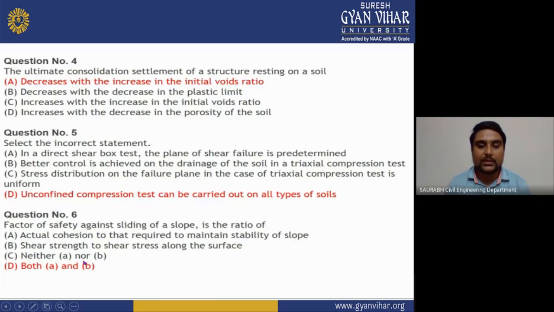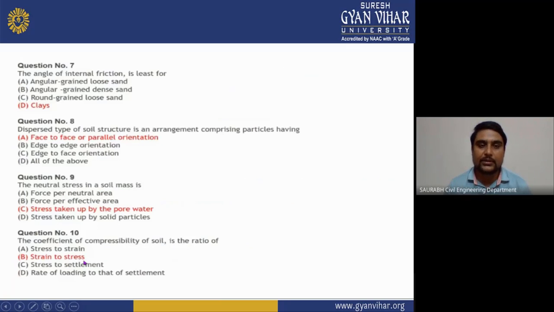Come to the sixth question: factor of safety against sliding of a slope is the ratio of actual cohesion to that required to maintain stability of the slope, shear strength to shear stress along the surface, neither A nor B. Here the right answer will be both A and B.